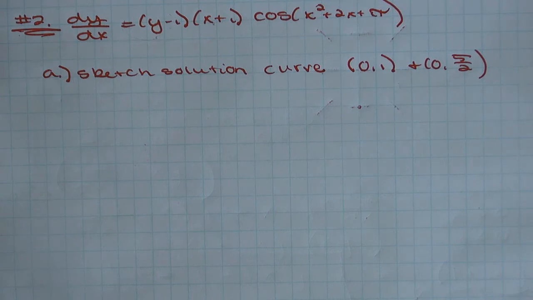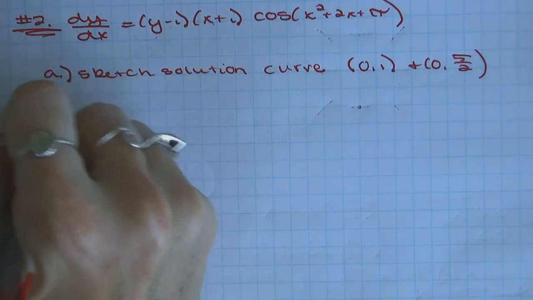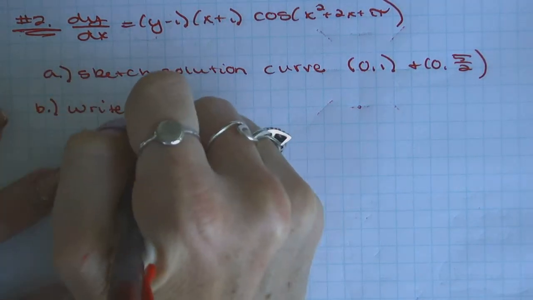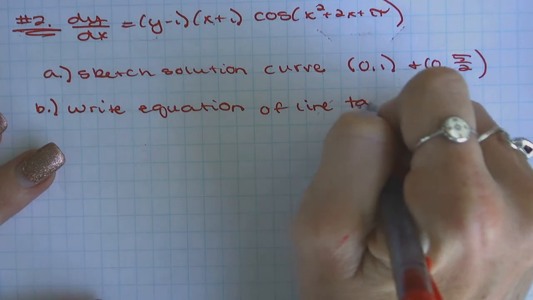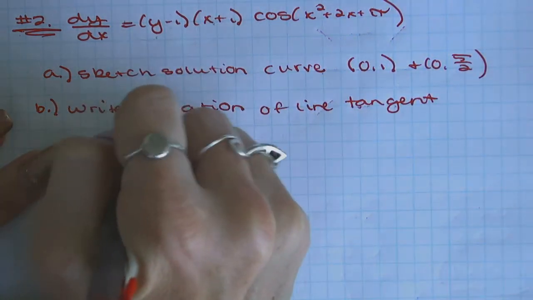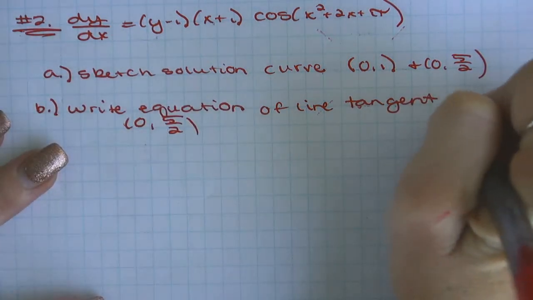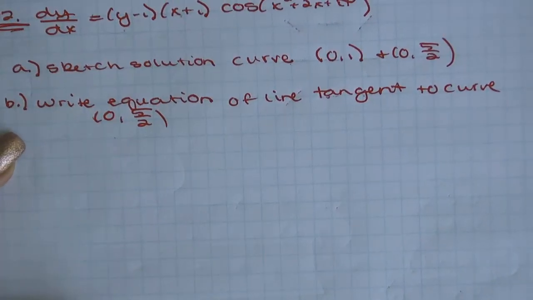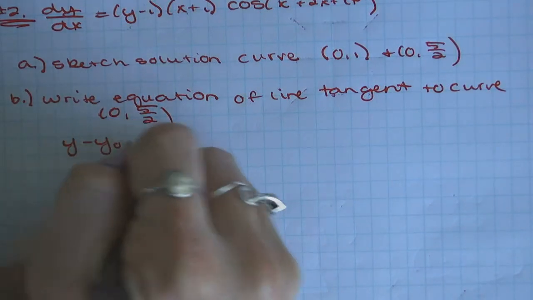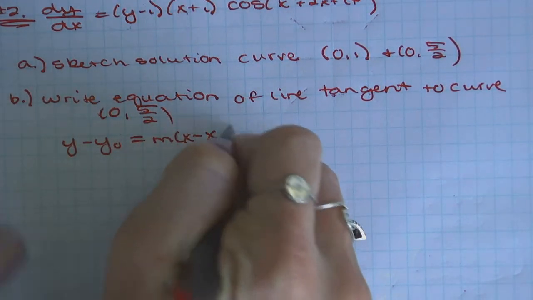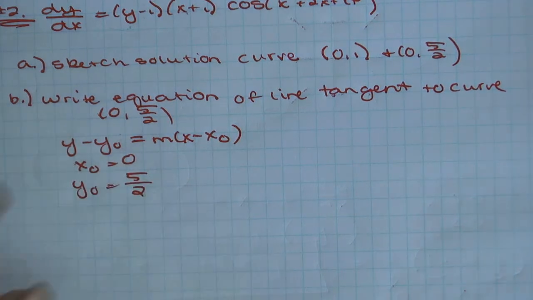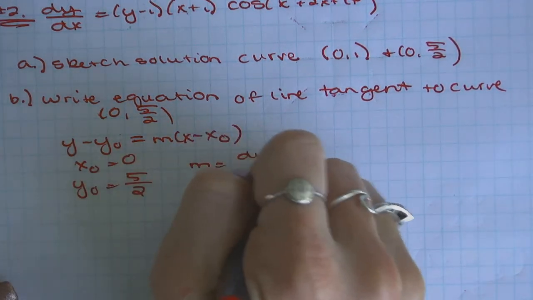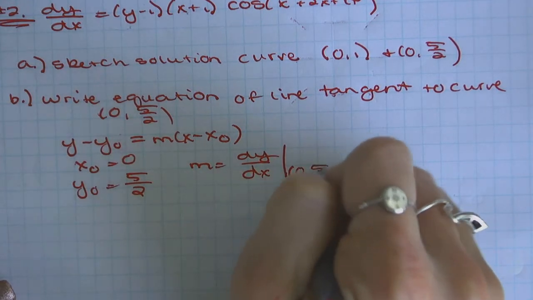Okay, let's move on. Let's do part B. Part B asks me to write an equation, hopefully this is becoming familiar to you, of the line tangent to the curve through the point (0, 5/2). Tangent to the curve through that point, okay? So again, it means I'm using this formula, y minus y naught is going to equal m times x minus x naught. My x naught is 0, my y naught is 5/2, and my slope m is going to be dy/dx at that point, (0, 5/2).